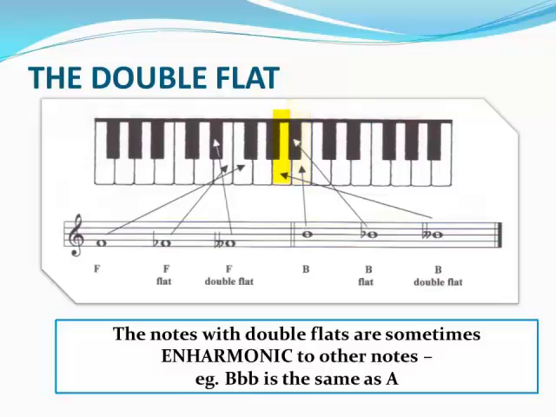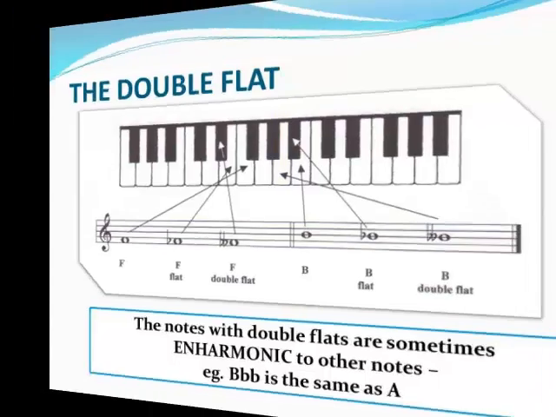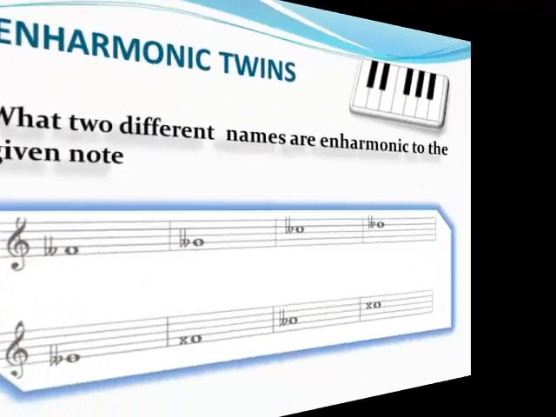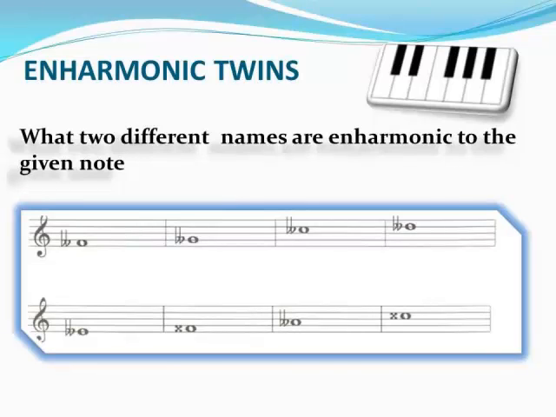I hope you understand and see why it's so important to be comfortable with semitones and enharmonic twins. We use them all the time in our music. Let's find the enharmonic twins to these double flats. Our first example is F double flat. Let's start on F, go down a half step to F flat, then down another half step to F double flat. The enharmonic twin of F double flat is E flat.